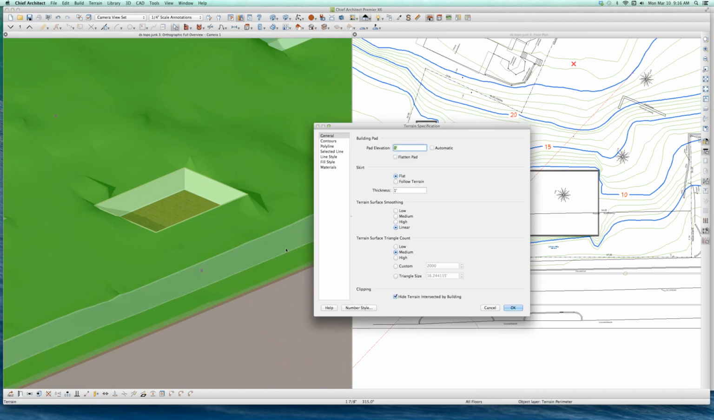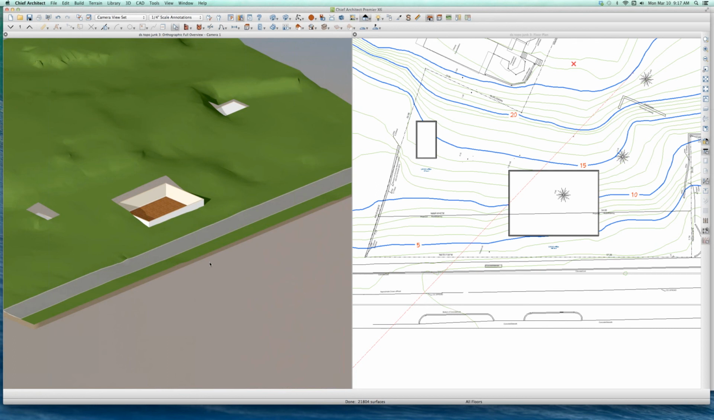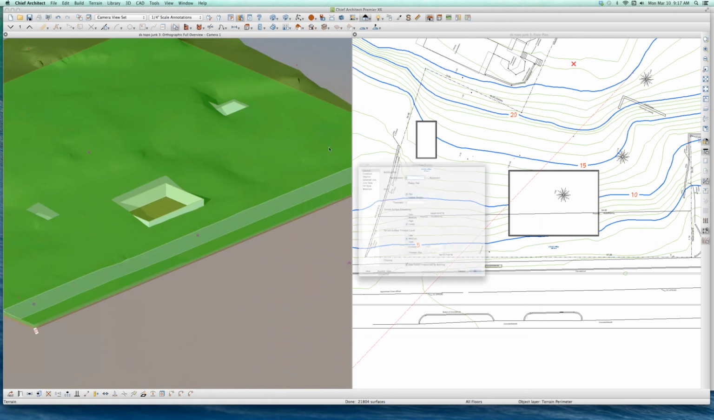So I don't like to use that because I don't like to flatten the pad out, because now I can tell that I'm going to need a retaining wall back there. And I'll make the retaining wall or do whatever I want. So that's what the flatten pad is about. So we're talking about the terrain and how we do these inputs.